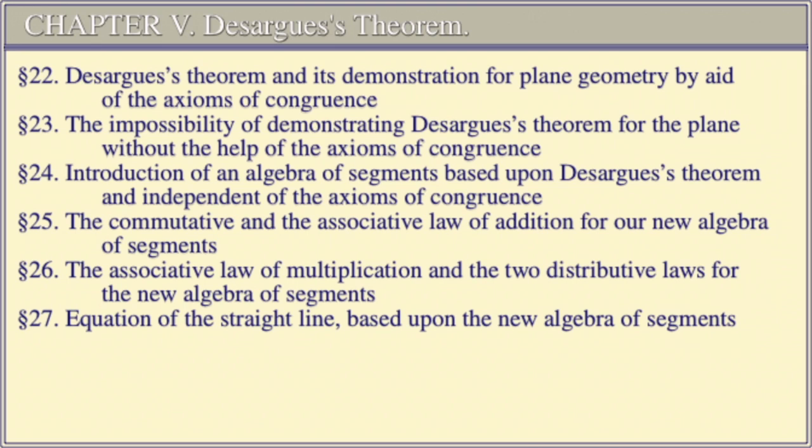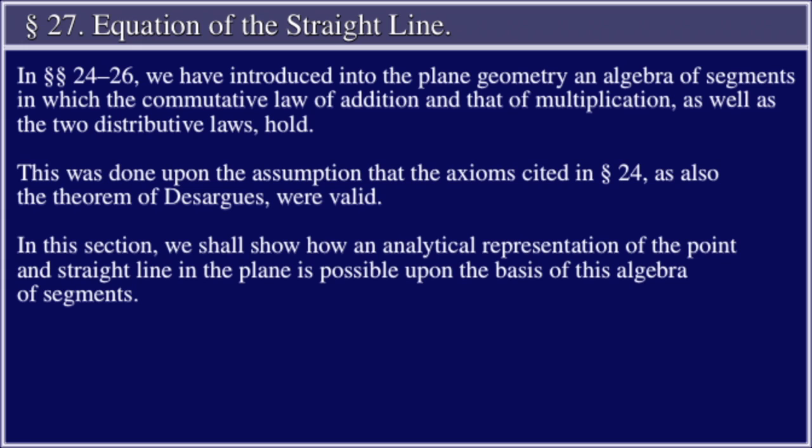Chapter 5, Desargues' Theorem. Section 27, Equation of the Straight Line based upon the new Algebra of Segments. In sections 24 through 26, we have introduced into the plane geometry an algebra of segments in which the commutative law of addition and that of multiplication, as well as the two distributive laws, holds.